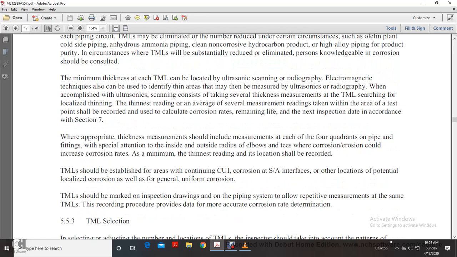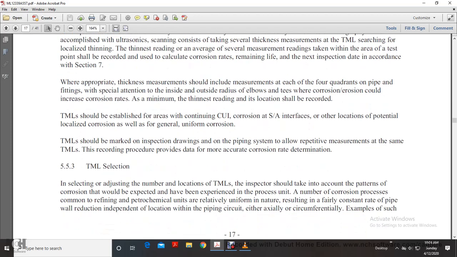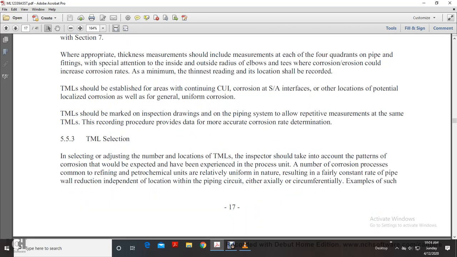When appropriate, thickness measurement should include measurement at each of the four quadrants of the pipe and fittings, with special attention to the inside and outside radius of elbows and tees, where corrosion and erosion could increase the corrosion rate. A minimum thickness reading at the location should be recorded. Thickness measurement locations should be established in areas with continued corrosion under insulation, corrosion under soil, soil-to-air interface locations, potential localized corrosion, as well as general uniform corrosion. Thickness measurement locations should be marked on the inspection drawings. Piping systems allow repetitive measurement at the same thickness measurement location. This recording procedure provides data for a more accurate corrosion determination. Thickness measurement location selection.